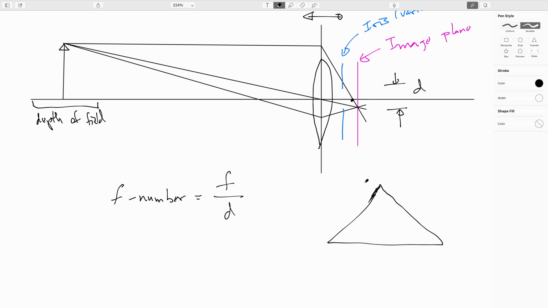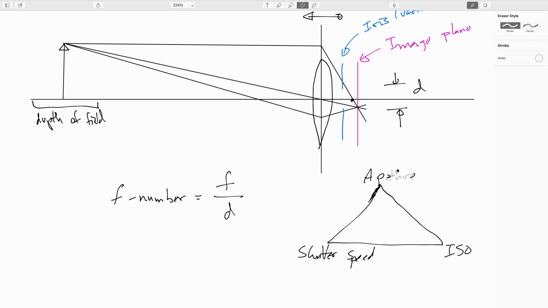So you have aperture, shutter speed, and ISO. So aperture.